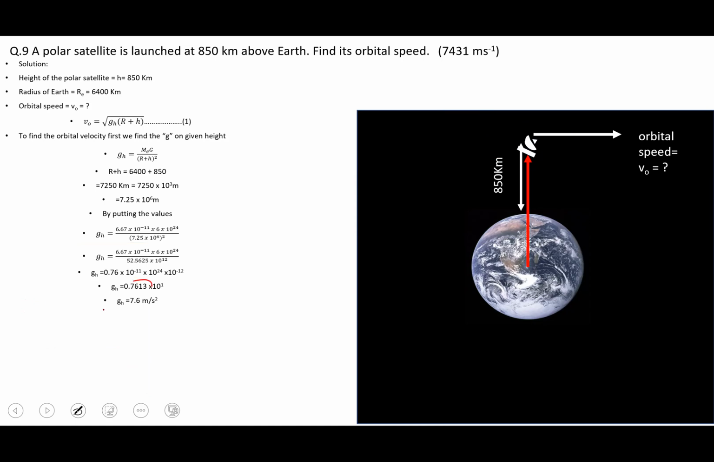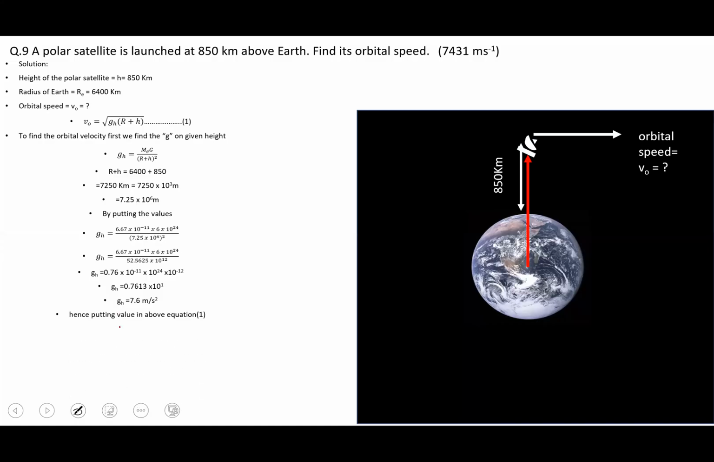Now we have to put this value of G in this formula to find the orbital speed in this case. Putting the value in the above equation 1, that means we have to put this value in this equation. So what do we get? Orbital velocity is equal to under root 7.6 into 7.25 into 10 to the power 6. When we put in the values, V naught is equal to under root 55.19 into 10 to the power 6. Taking under root, we'll get the orbital velocity to be 7.43 into 10 to the power 3.